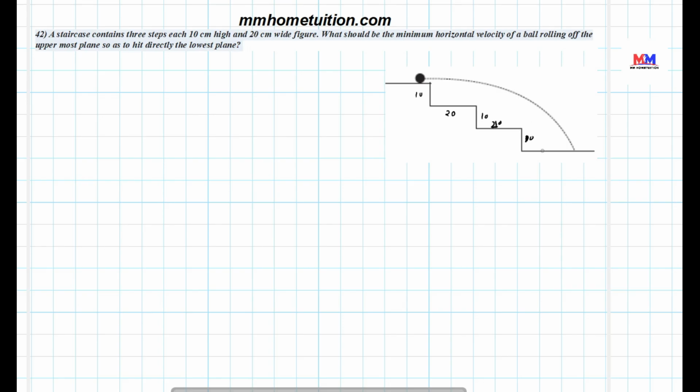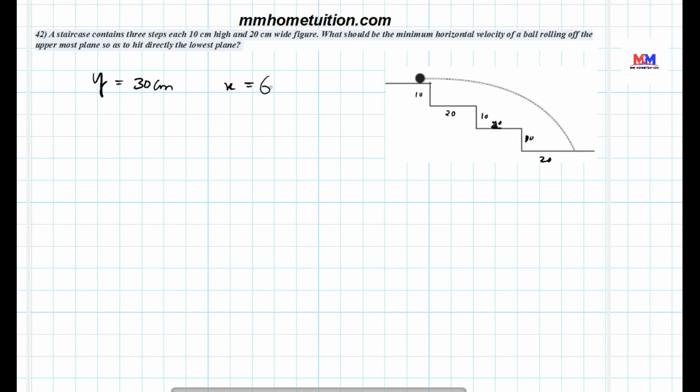So what is the total vertical distance covered? This is 10 centimeter, 10 centimeter, this is 10 centimeter. So the total vertical distance is 30 centimeter. What is the total horizontal distance covered? This is 20 centimeter, this is 20 centimeter, this is 20 centimeter, so this is 60 centimeter.